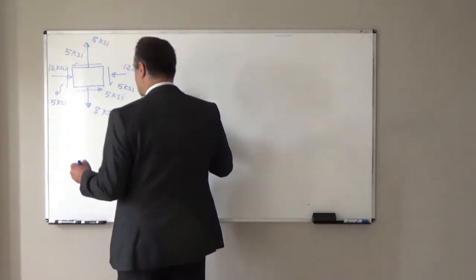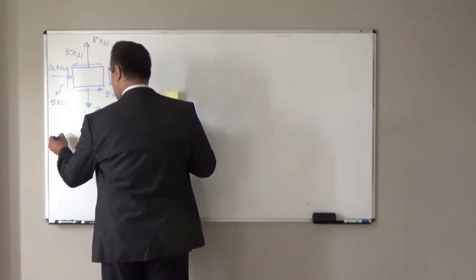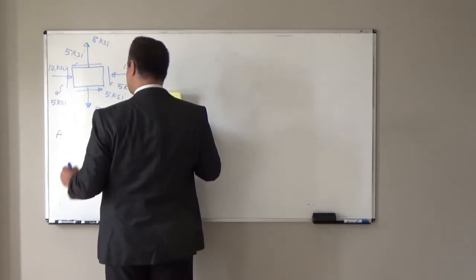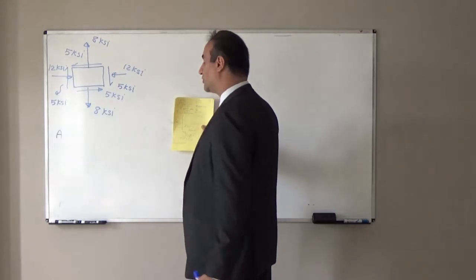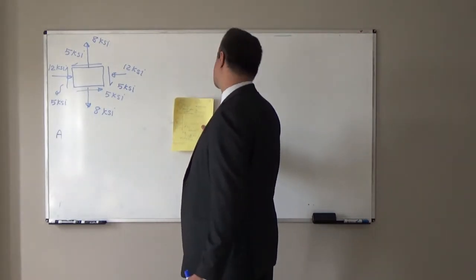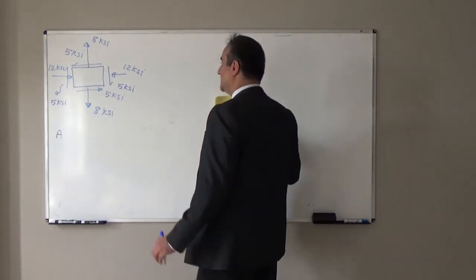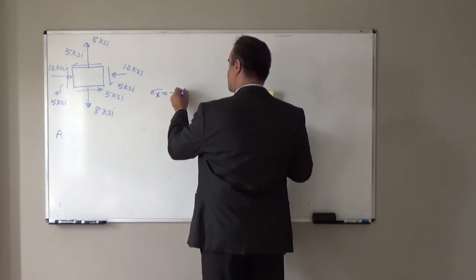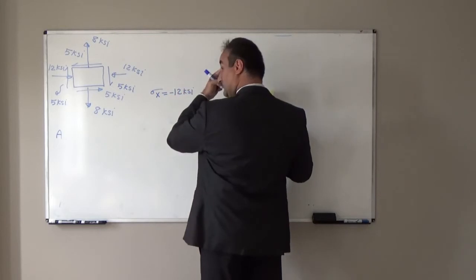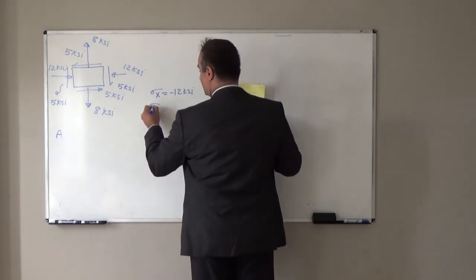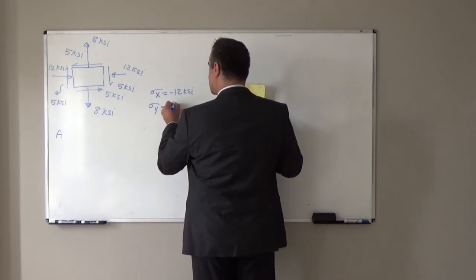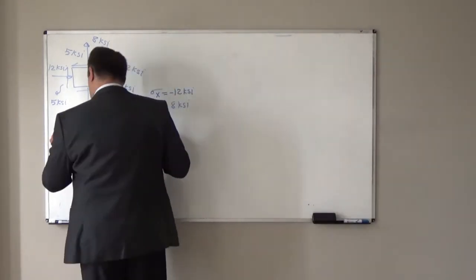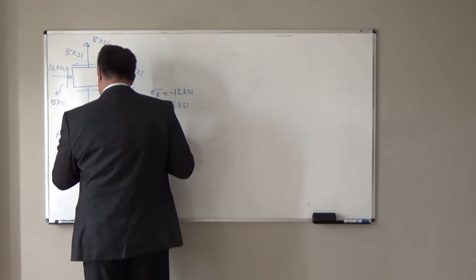So, we should find the point A. Point A is the center point of the circle. It is the average normal stress, so sigma x plus sigma y divided by 2. Pay attention here. Sigma x here is negative 12 KSI because it is compressive stress. Sigma y is positive 8 KSI. So the average value, point A coordinate, will be negative 2 and 0.